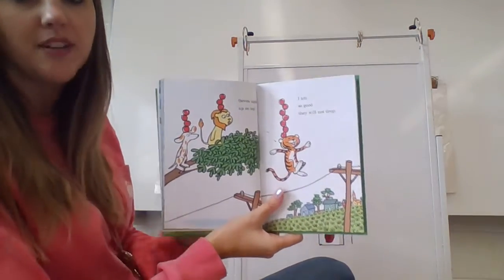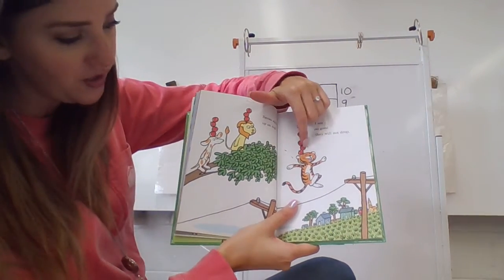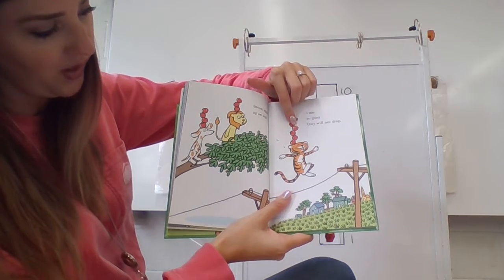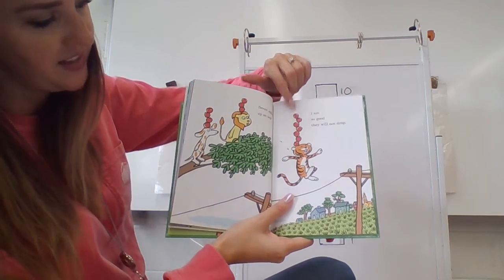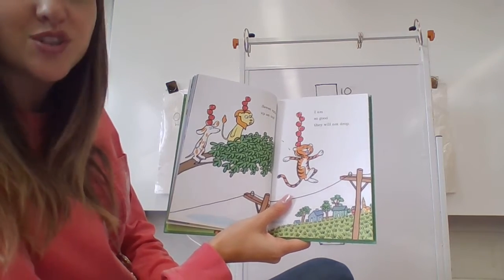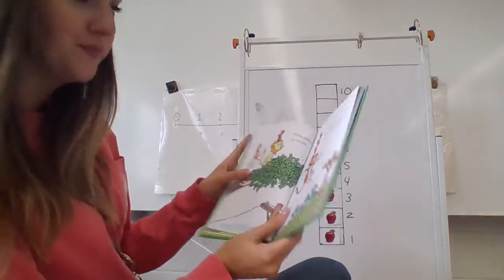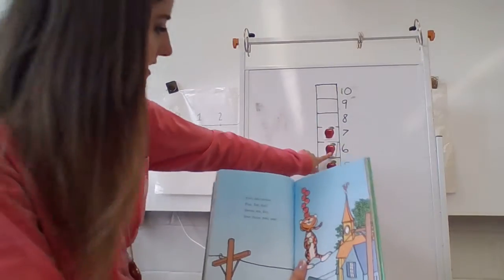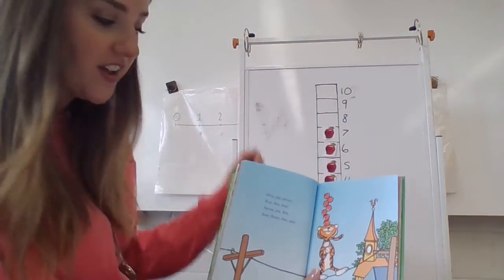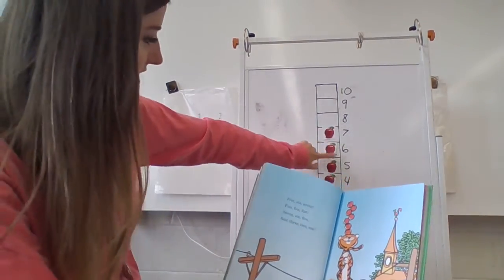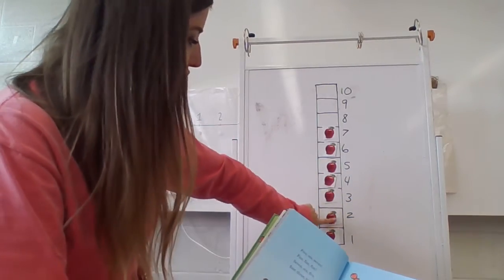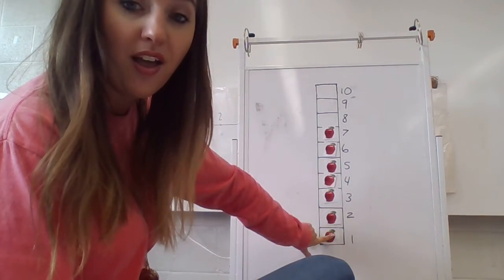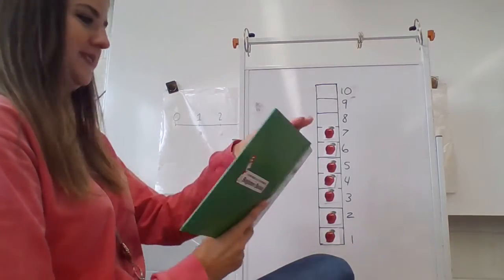Seven apples up on top. 1, 2, 3, 4, 5, 6, 7. I am so good, they will not drop. 5, 6, 7. Fun, fun, fun. 7, 6, 5, 4, 3, 2, 1.